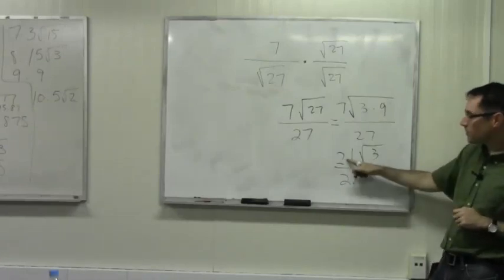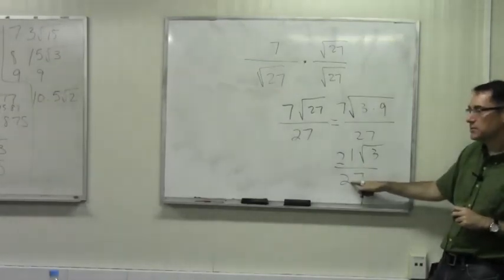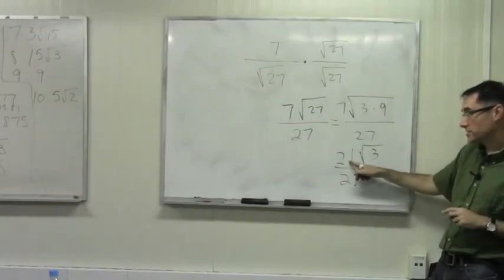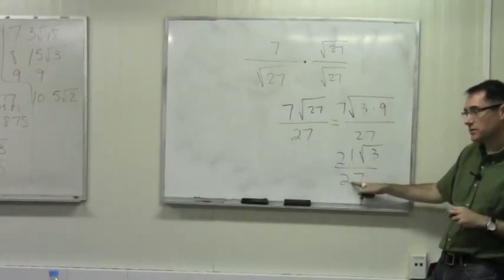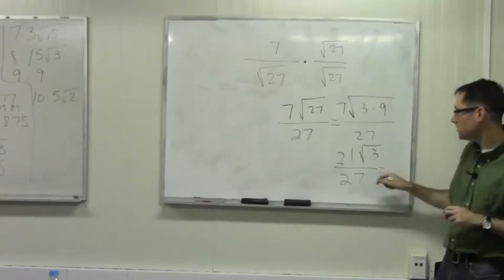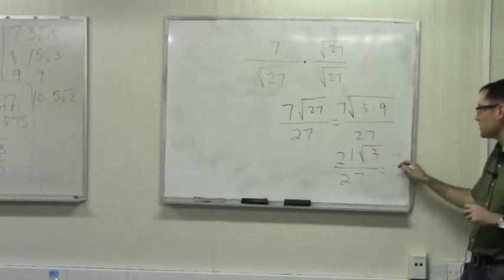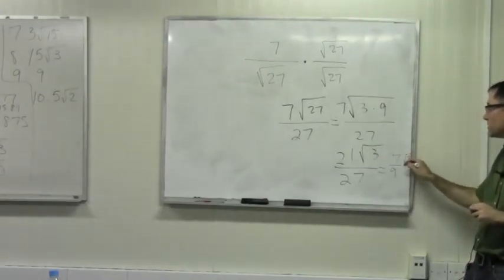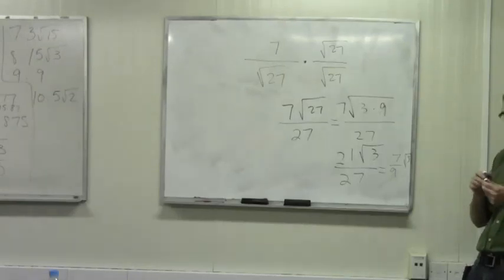Does anything go into 21 and 27? Yeah, 3 goes into 21 7 times. 3 goes into 27 9 times. So this is going to be 7 ninths times the square root of 3. I think that's the answer.